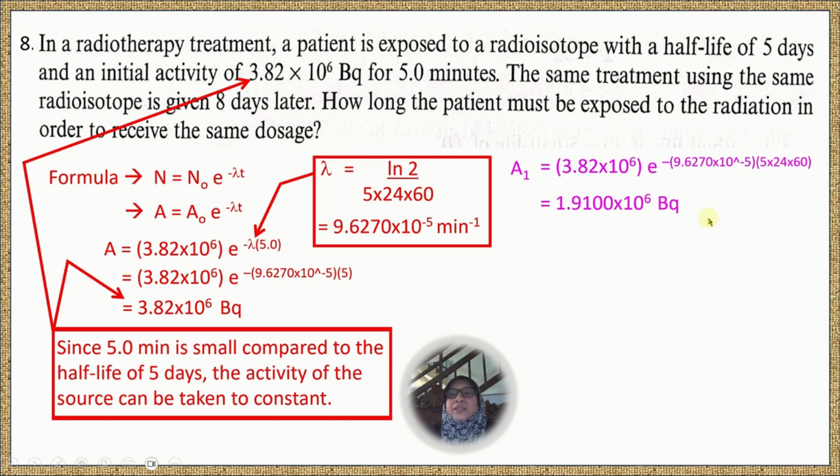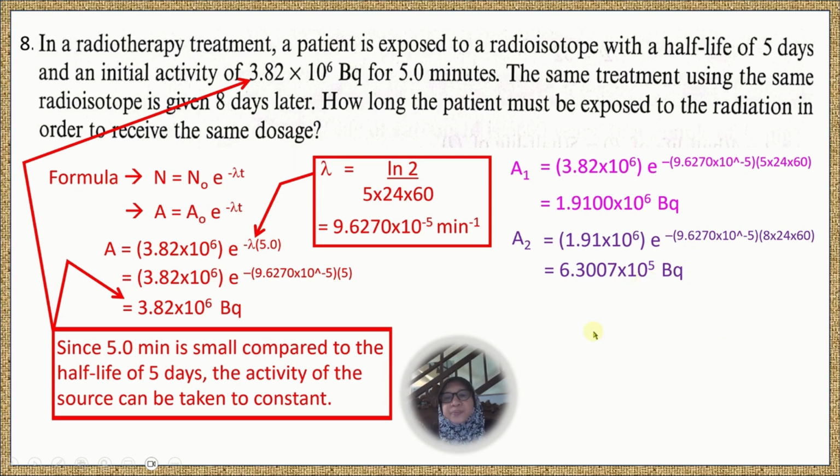Okay, so for 8 days we calculate the new activity. So the initial will be 1.9100 times 10 to the power of 6. So we continue using the same radioisotope. Okay, as mentioned in the question here, the same radioisotope. That's why we use this initial activity. So e to the power of negative decay constant, and the time taken is 8 days later. Okay, 8 days later. So we get the activity is 6.3007 times 10 to the power of 5 becquerel.